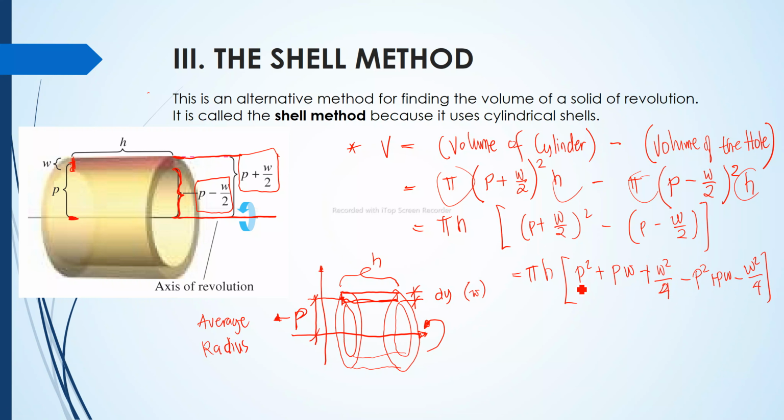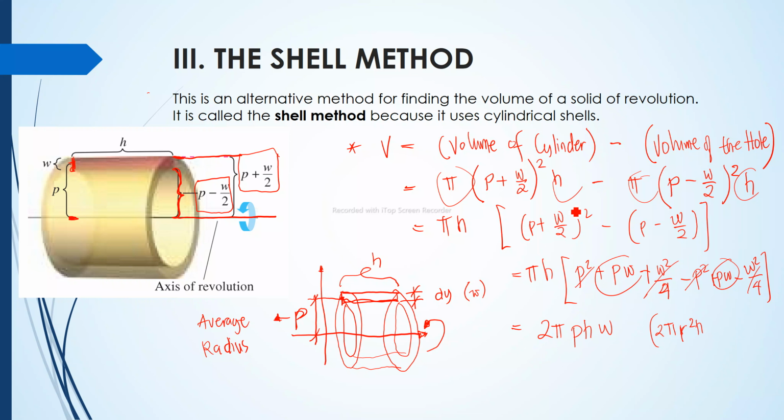So looking at that one, the p squared cancels out, and also the w squared over 4 cancels out, and then we are only left with p times w. Then we will have 2 pi p h w. So it looks like 2 pi r squared. The concept is just the 2 pi r squared h.